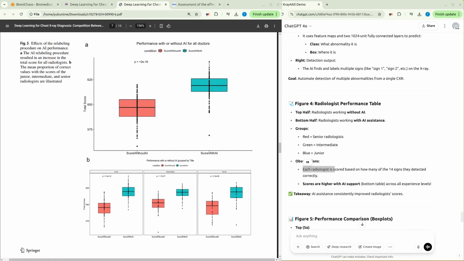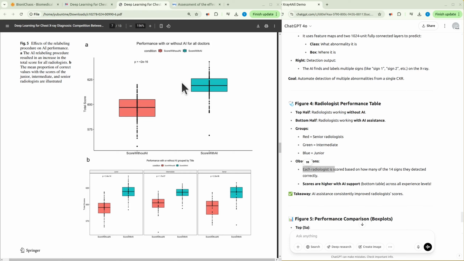Absolutely. Let's critically review Figure 5. Figure 5, Performance with and without AI. Overview: this figure is divided into two parts. A box plot showing the total scores for all radiologists without AI, left, red, and with AI, teal. Three box plots breaking down the performance improvement by experience level, junior, intermediate, senior, comparing scores without AI, red, and with AI. Key points. Significant improvement.